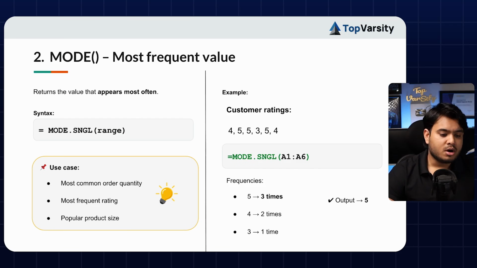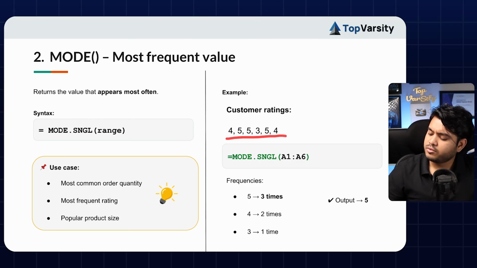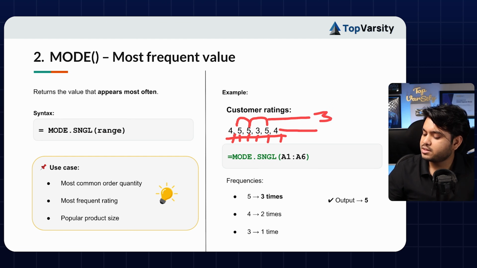Now what is mode? Mode returns the most repetitive value in your array. Now what is a most repetitive value? So simple, the example is here. For example, we have these values here: 4, 5, 5, 3, 5, 4. Now you can see 5 is repeated thrice, 4 is repeated twice and 3 is repeated once only.